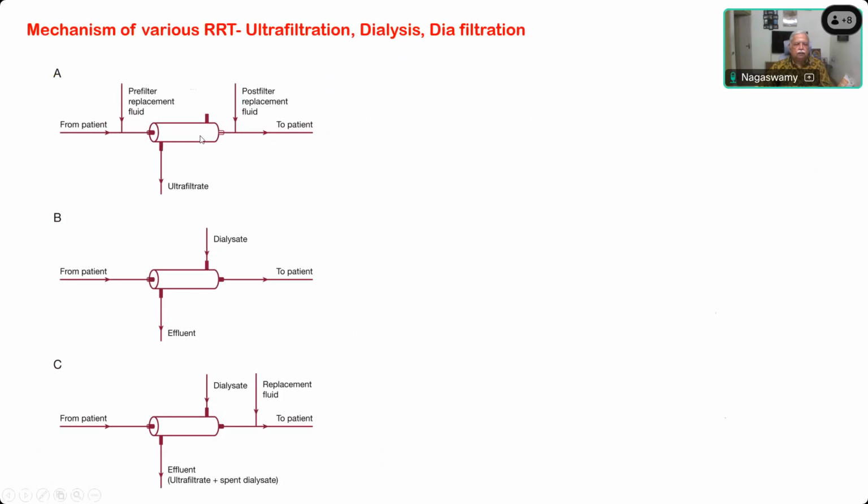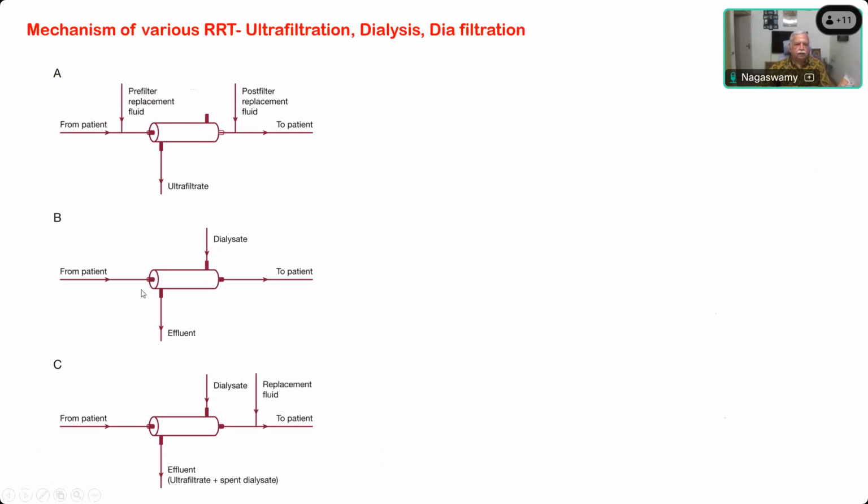Whatever has been filtered by the hydrostatic pressure, the fluid comes out, and the rest of the blood is pumped back into the patient. And if necessary, you can add the fluid here before you pump the blood into the patient. This is the post-filter replacement fluid line. Sometimes if you want, you can dilute the blood. If the concentration is there and the patient is dehydrated, you can supplement the fluid in the pre-filter replacement level also. So this is the ultrafiltration or hemofiltration technique.